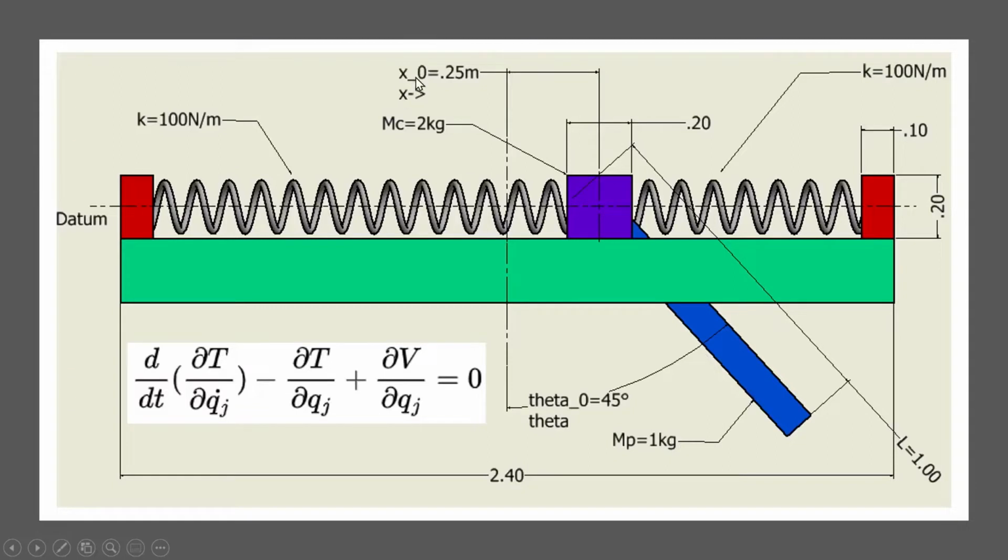And at an initial position, I just randomly chose 0.25 meters away, and theta equals 45 degrees to give this thing some initial values, and then we release it from rest. So x dot, or the velocity of the collar, is 0 at the initial time, and theta dot, which being the angular velocity of the pendulum, is also 0.